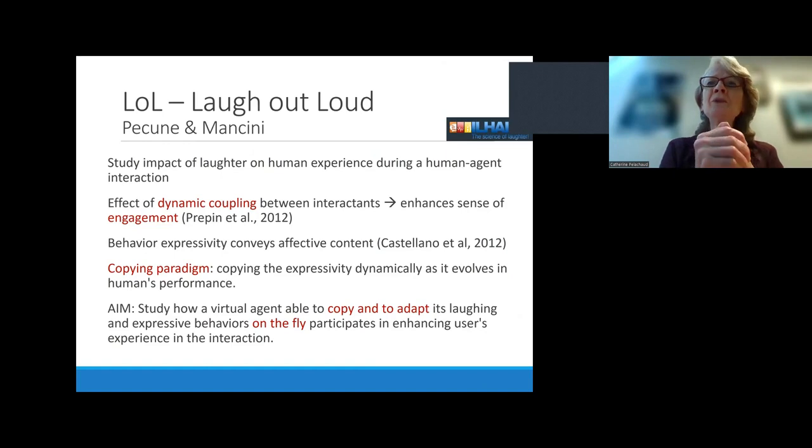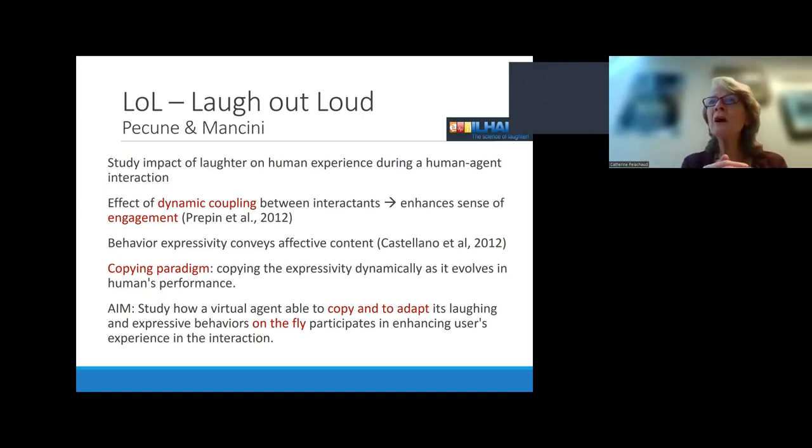In these first studies we've been conducting on adaptation, we wanted to study the impact of laughter on human experience during a human-agent interaction. Since at the time it was very difficult to predict laughter during natural language dialogues, we decided to use another type of interaction that I'm going to introduce in 2 minutes.